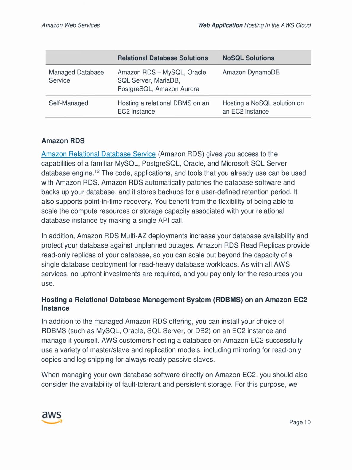Amazon RDS. Amazon Relational Database Service, Amazon RDS, gives you access to the capabilities of a familiar MySQL, PostgreSQL, Oracle, and Microsoft SQL Server database engine. 12 The code, applications, and tools that you already use can be used with Amazon RDS. Amazon RDS automatically patches the database software and backs up your database, and it stores backups for a user-defined retention period.